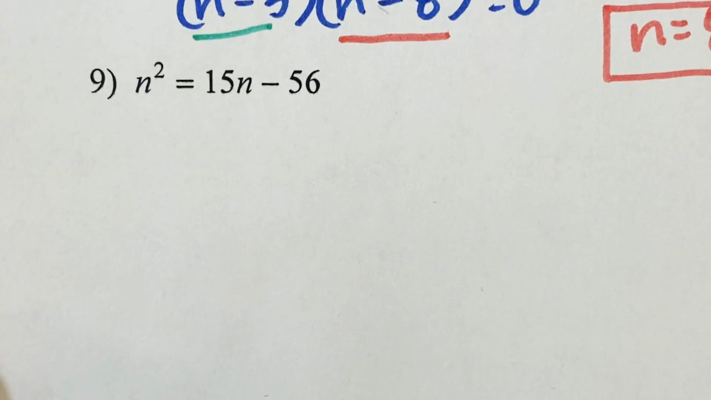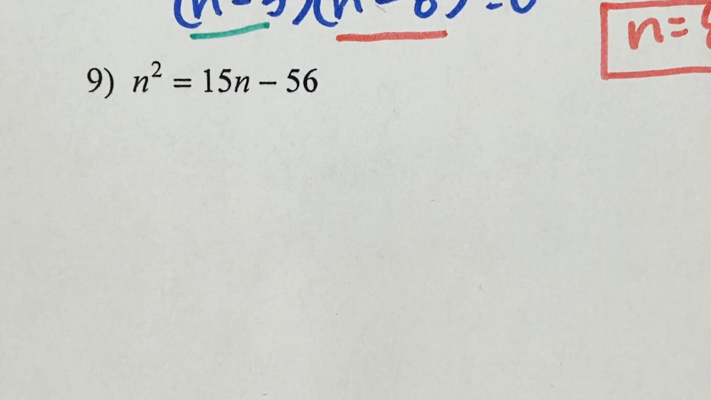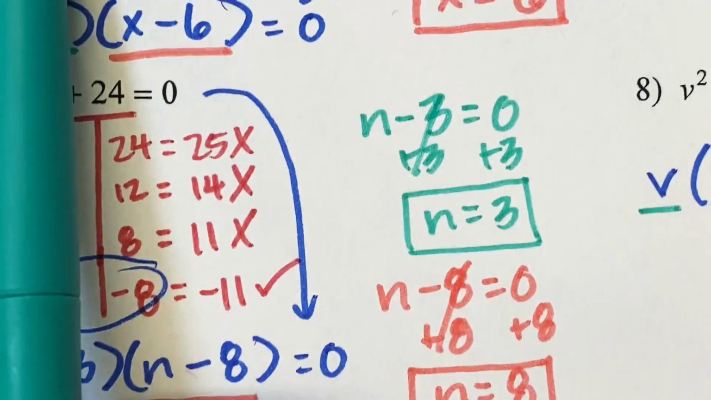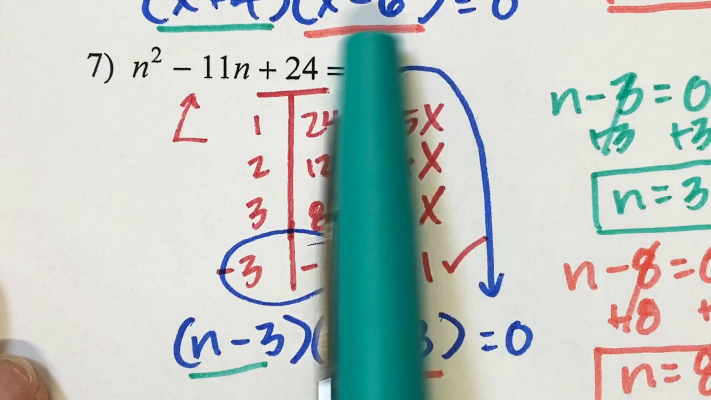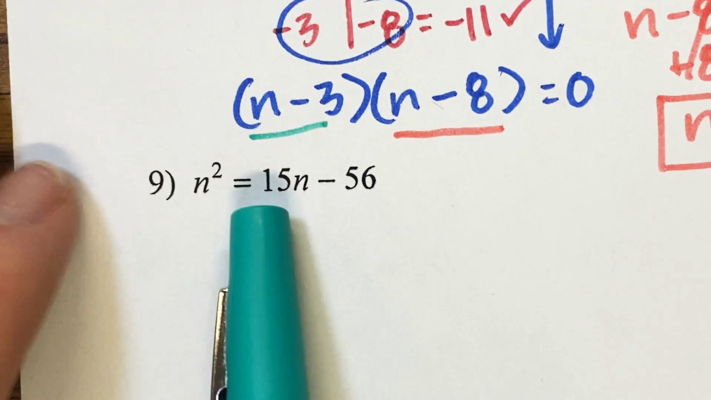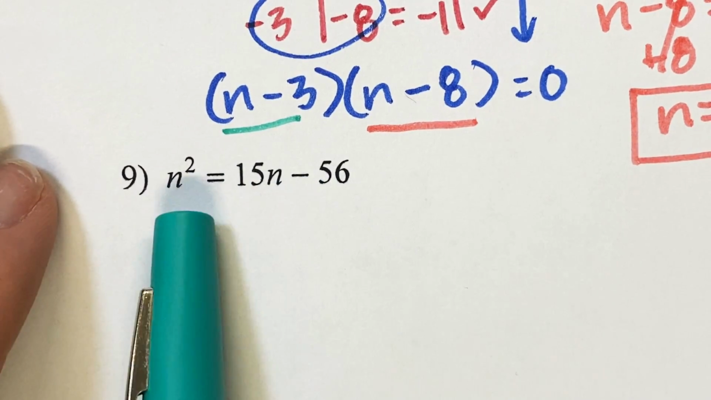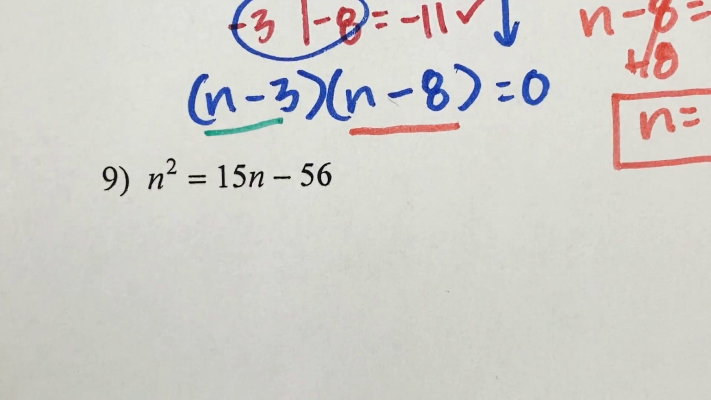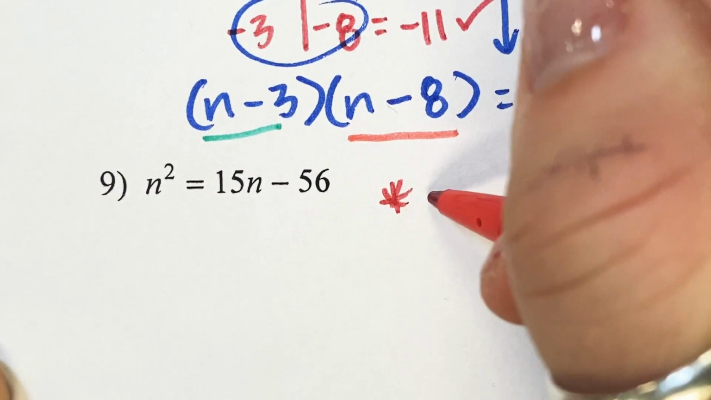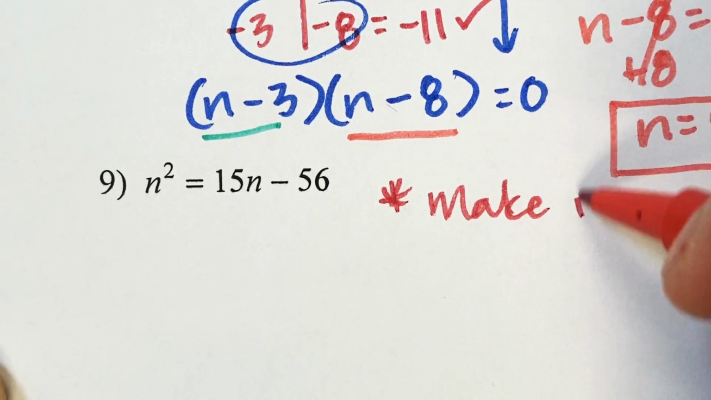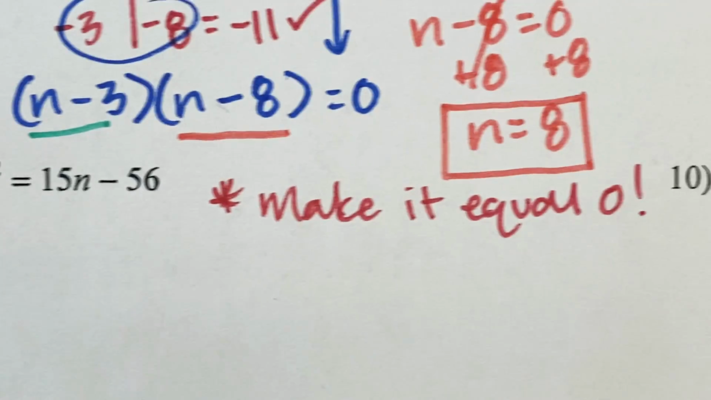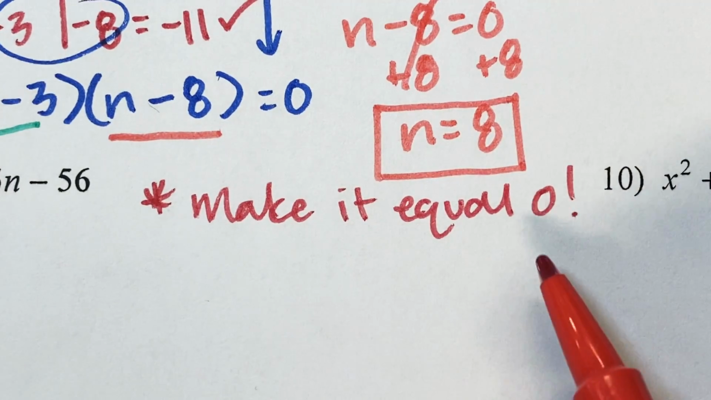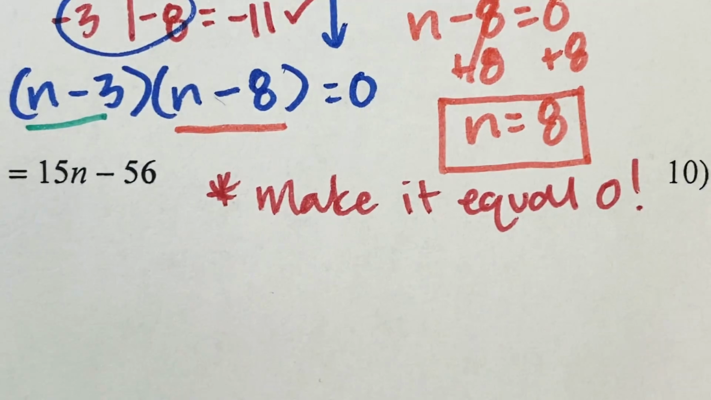Okay, let's look at number 9. Last two examples. Number 9. So, notice on all 5, 6, 7, and 8, sorry, I'm going all over the place. They're all equal to 0. Well, this guy, one side doesn't equal 0. Okay, so here's what we got to do. We need to make it equal 0. Okay, one side must equal 0 in order to solve.